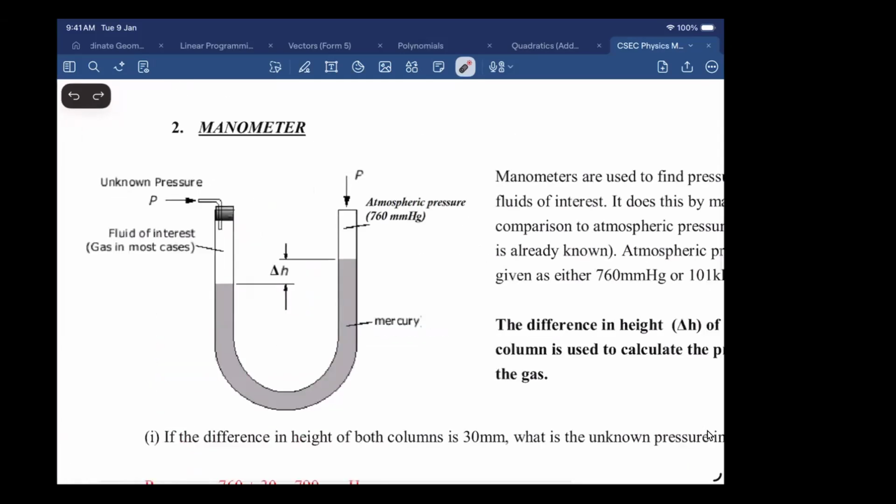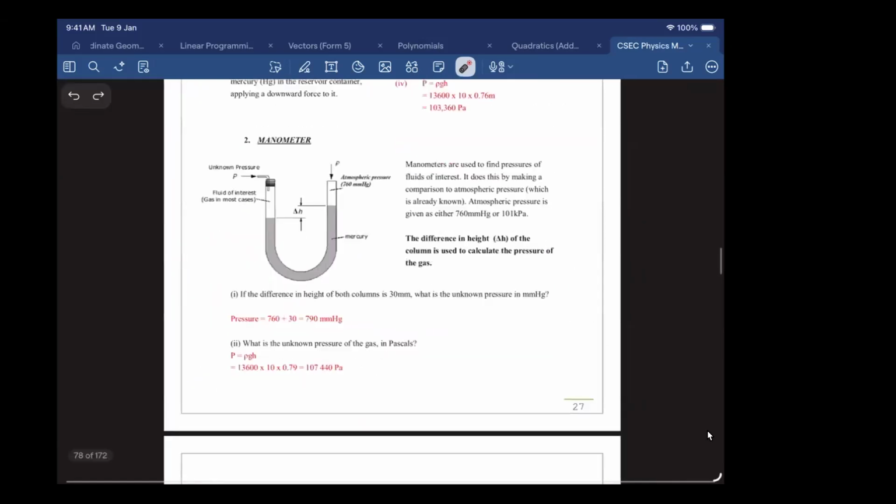All right, then just by looking at this, which pressure do you think is higher, the atmospheric pressure or the unknown pressure? The unknown, because it will be pushing downwards, right?